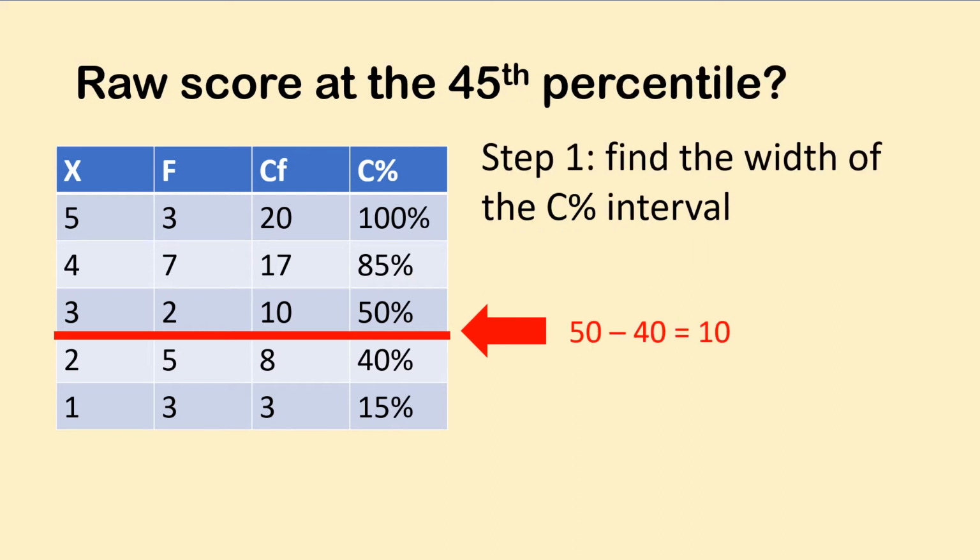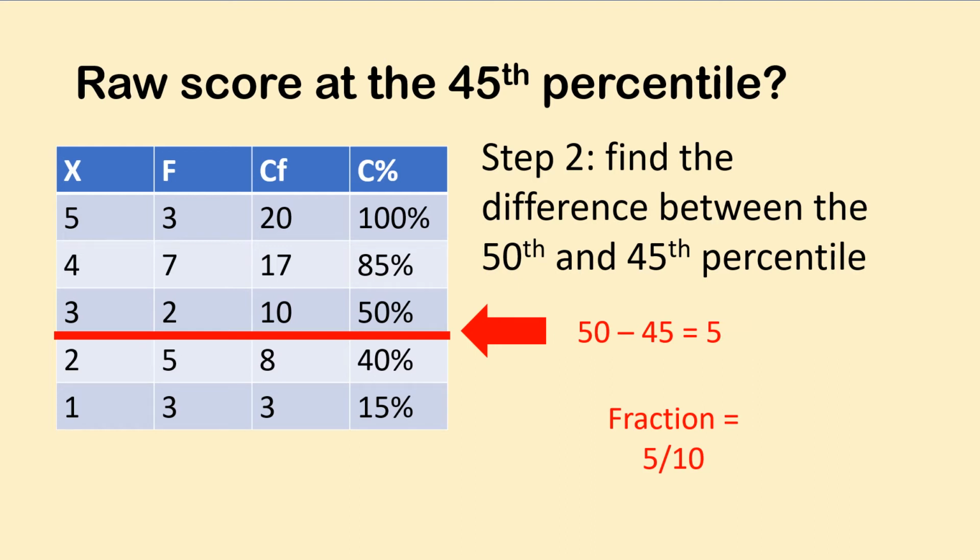So the first step is to find the width of the cumulative percentage interval. So on this side, we need to find the width between 50 and 40. And that's very simple. You just subtract the two values to get a value of 10.